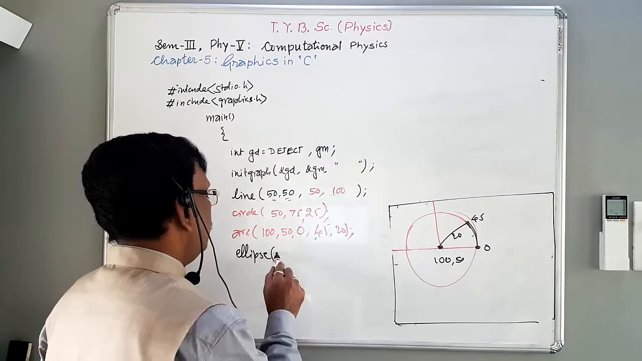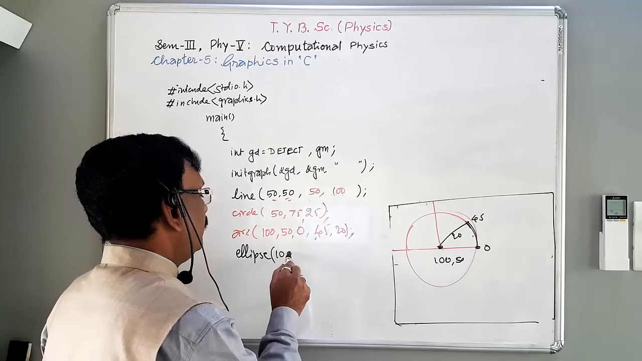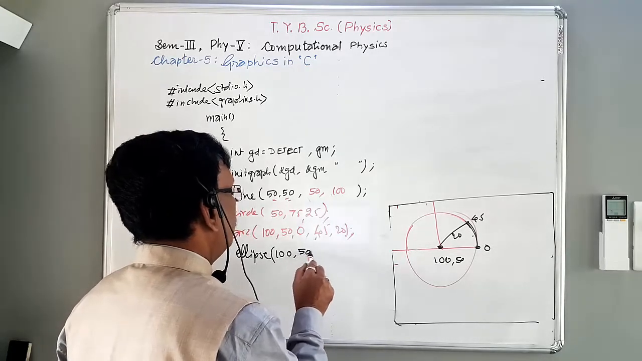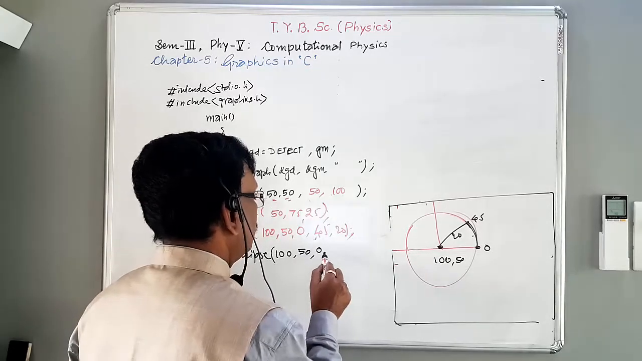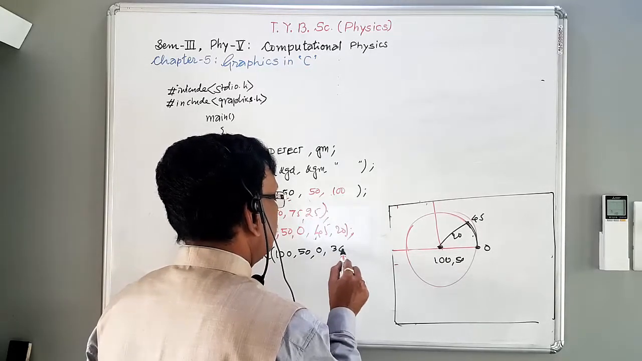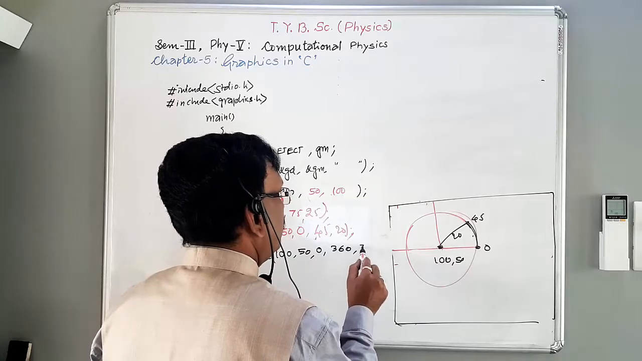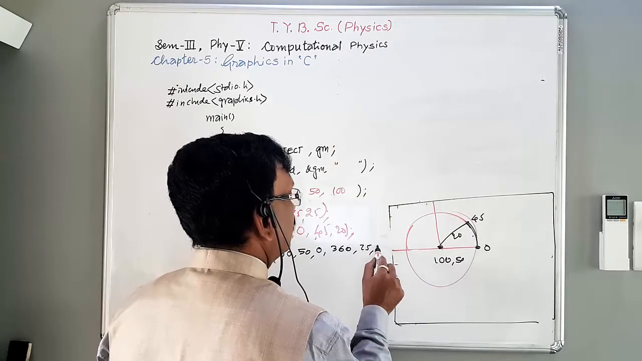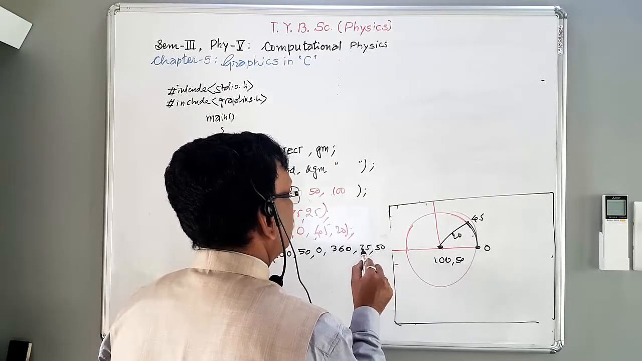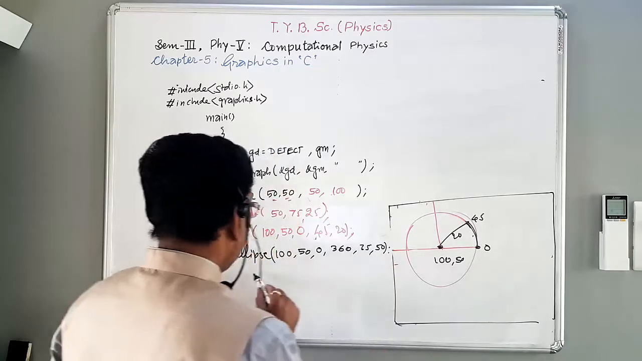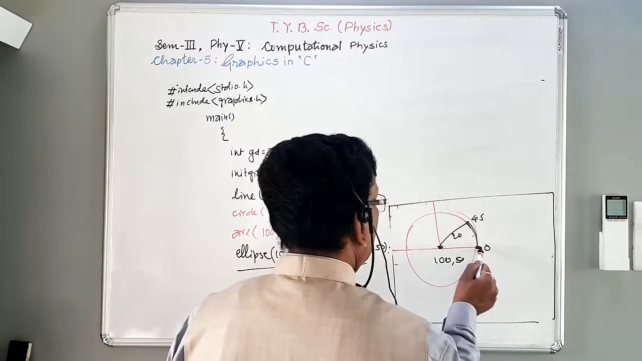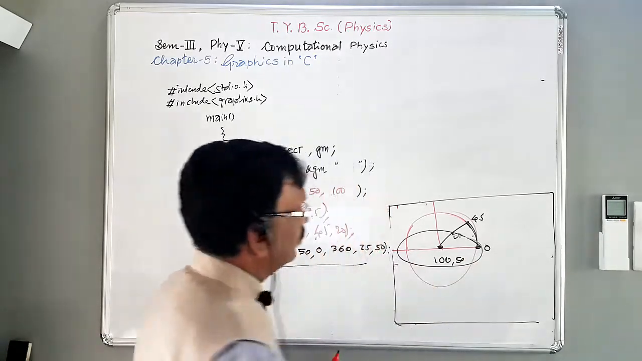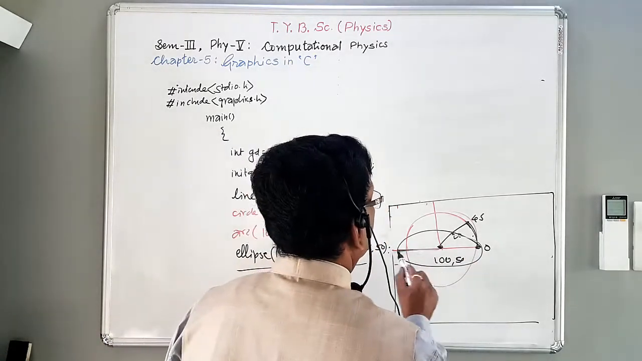Ellipse again, integer x, 50. Here the starting angle is 0, the ending angle is 360, 75 is the semi-major and 50 is the semi-minor radius. Then we give such type of coordinates, and after the execution of this, we get the ellipse looking like this.